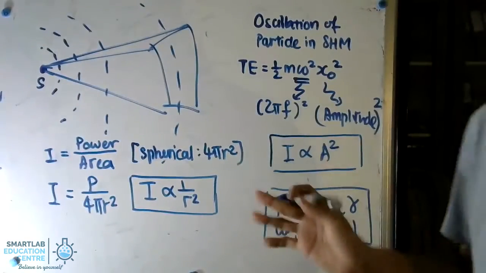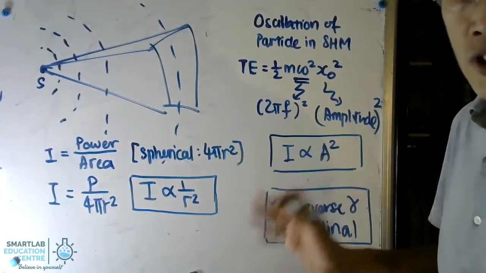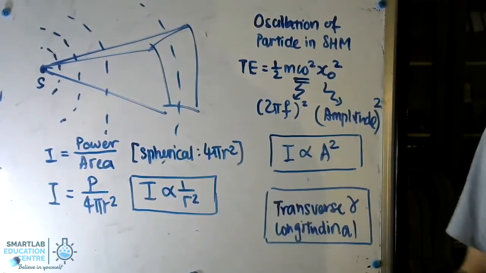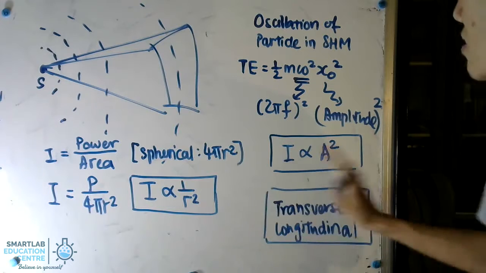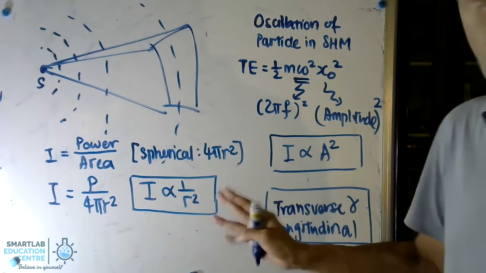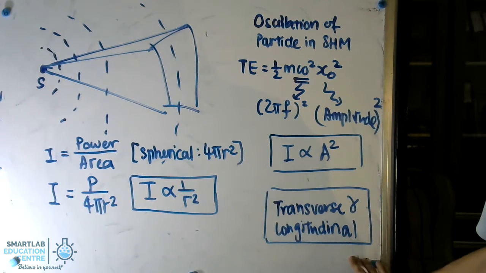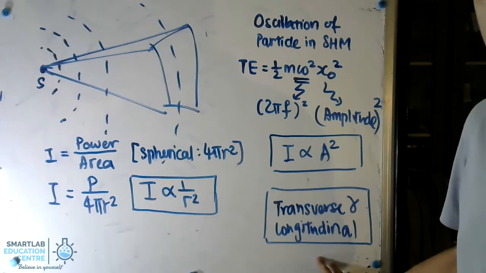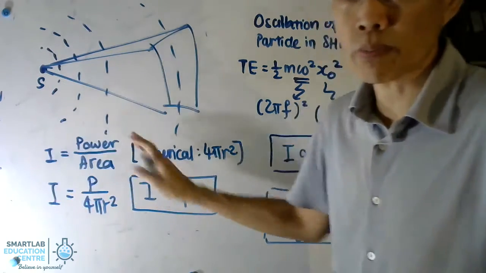We'll now take a look at intensity, which is defined as the rate of energy flow per unit area perpendicular to the direction of the wave. And in this case, the formula that we're going to discuss will apply for both transverse and longitudinal wave. So first, let's take a look at how intensity relates to the power and area.